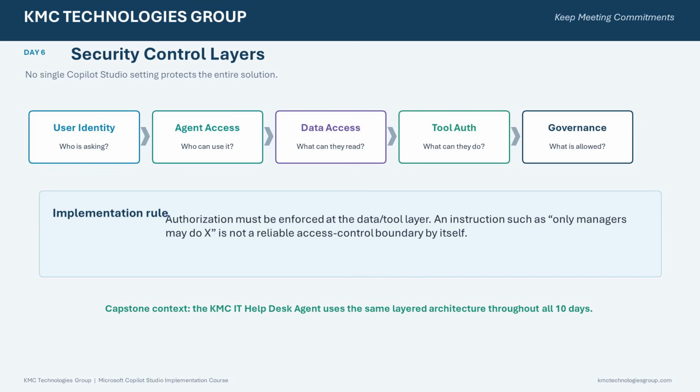Security works in layers. User identity answers the question, who is asking? Agent access determines who can use the experience. Data access controls what the user can retrieve. Tool authorization controls what operations can be performed. And governance determines which combinations of technologies and connectors are allowed. Most importantly, authorization must be enforced at the data and tool layers. A prompt instruction saying, "Only managers may perform this action," is not a reliable security boundary.